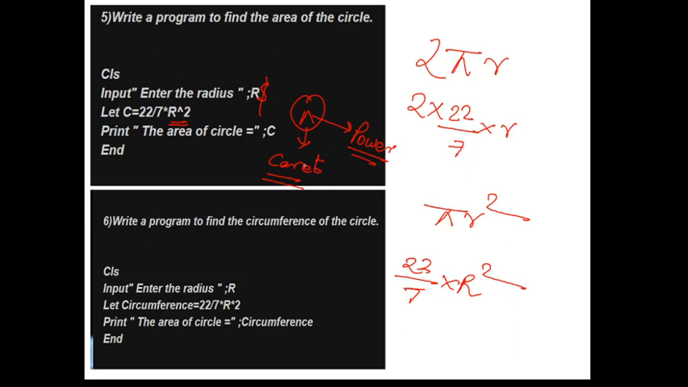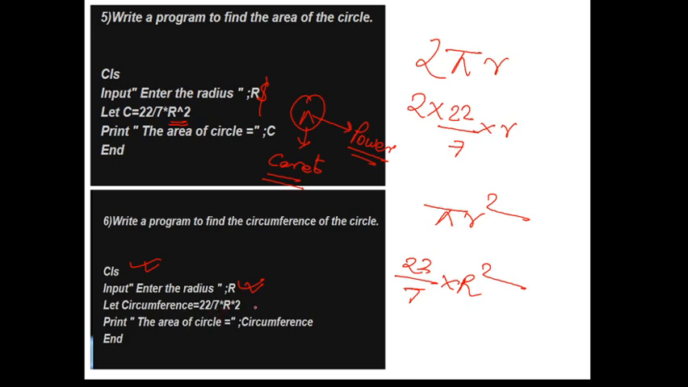Now see the next program. Write a program to find circumference of circle. So again we are using CLS. Again we are inputting the radius. I told you dollar is optional. No need to write dollar because we are storing number. Let circumference equals 22 by 7 into R into 2.